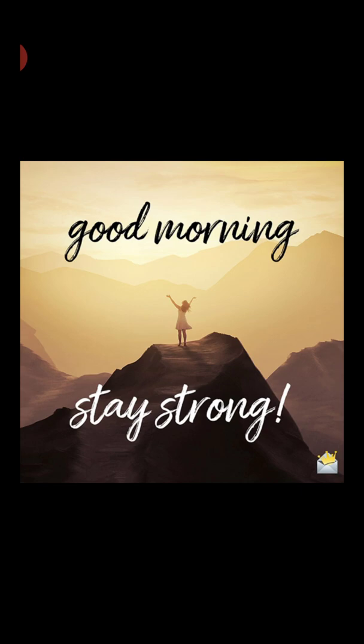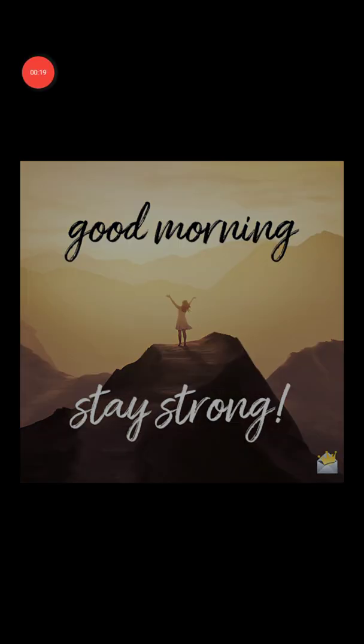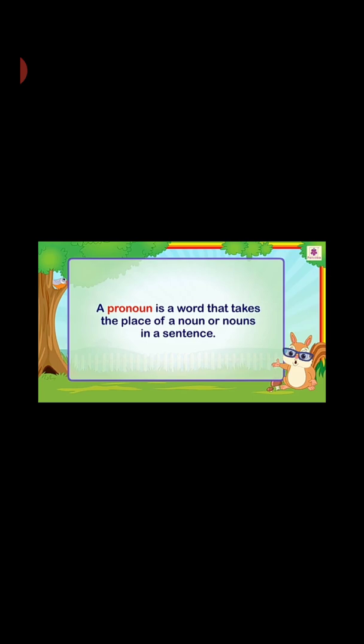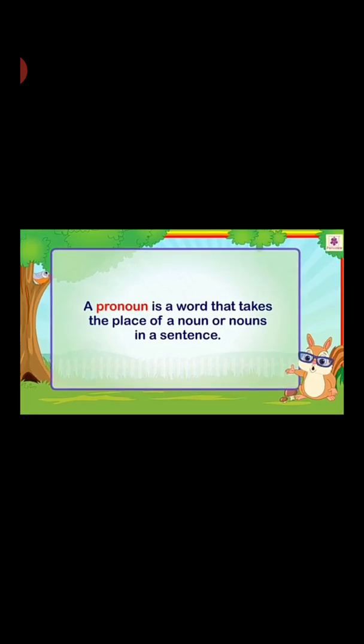Now let's start our today's session. Do you know what we are going to learn today? Today we are going to learn about pronouns. Students, pronouns are those words that take the place of a noun in a sentence.